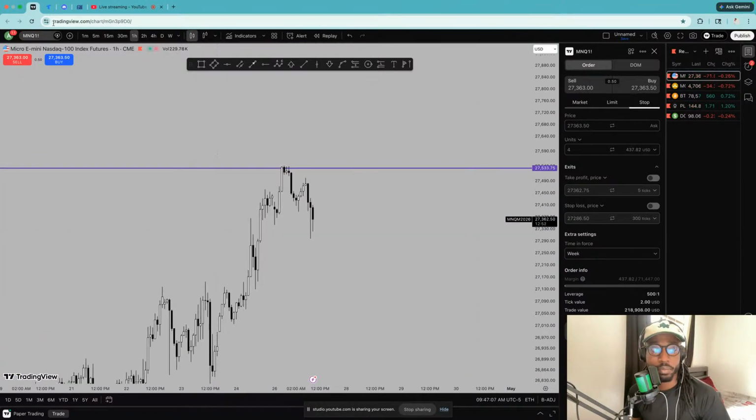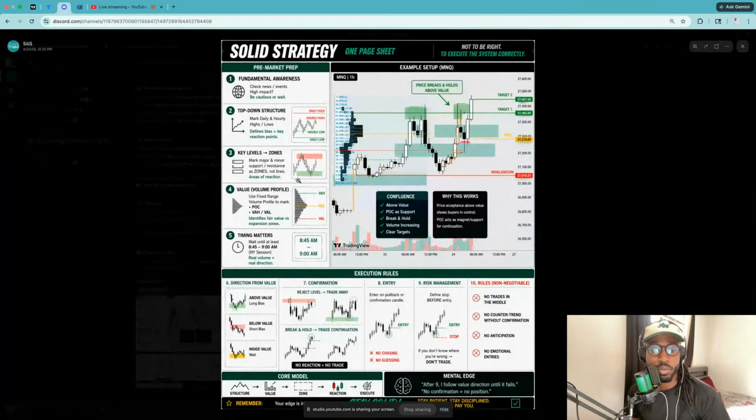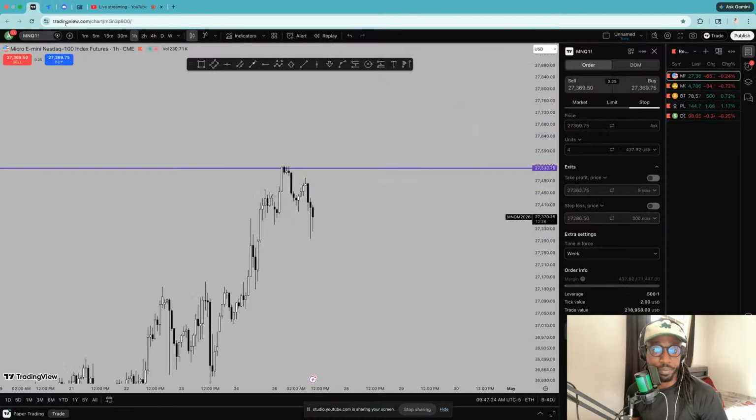Then we're gonna go to step number 3. We're gonna mark up our key levels and zones. We're gonna mark up major support and minor support levels with areas of zones. These are key reaction points, which I'll explain.